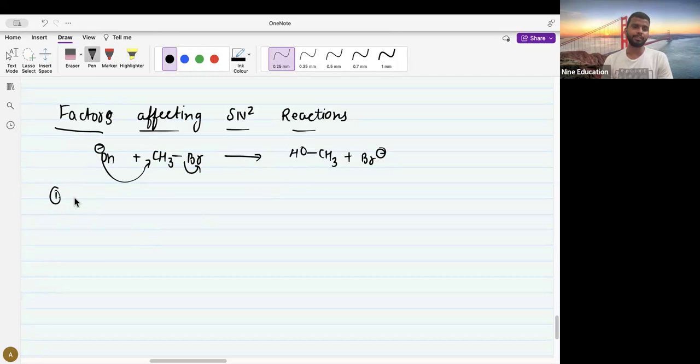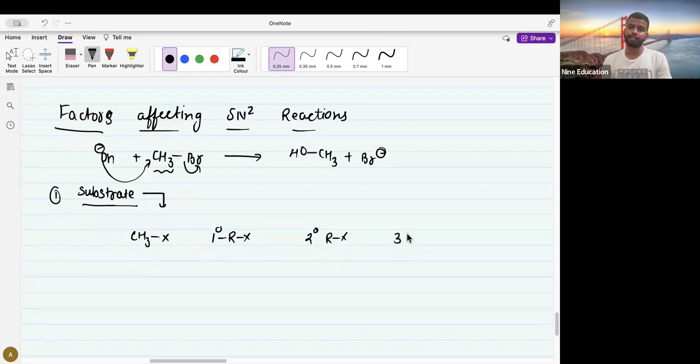So first factor which will affect will be the effect of substrate, this effect. अगर ये छोटा हुआ या बड़ा हुआ, so that will affect the rate of this reaction. So let's say substrate we take here, let's say simple alkyl halide अगर हम लें CH3X, and if I take 1 degree RX, if I take 2 degree alkyl halide, or if I take 3 degree alkyl halide, है ना?